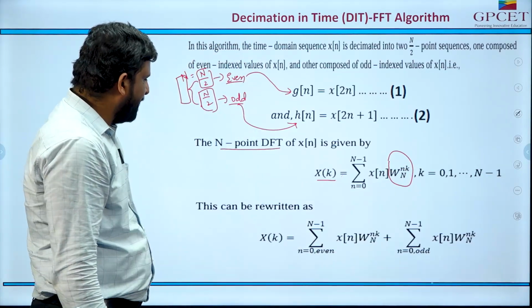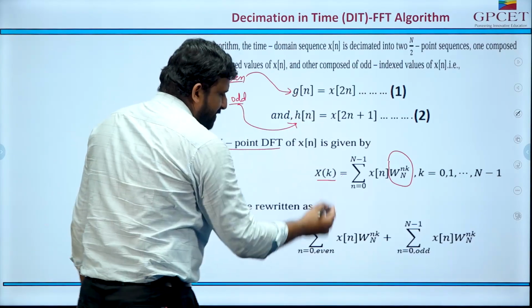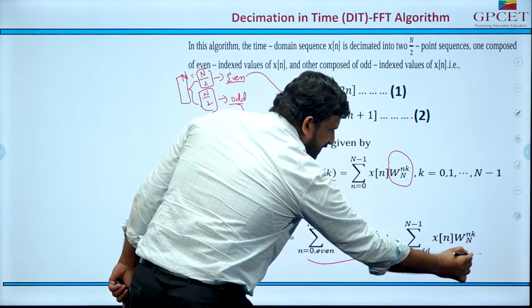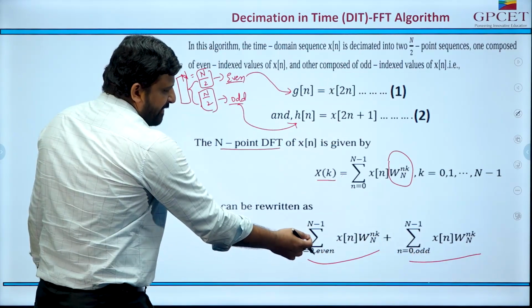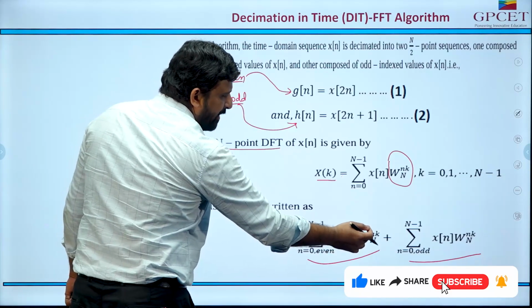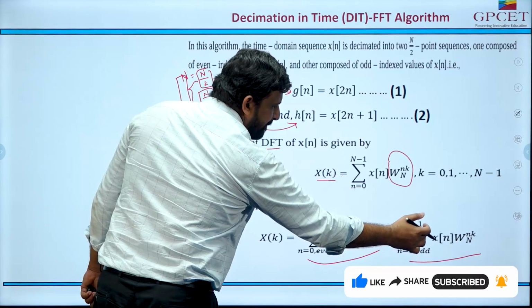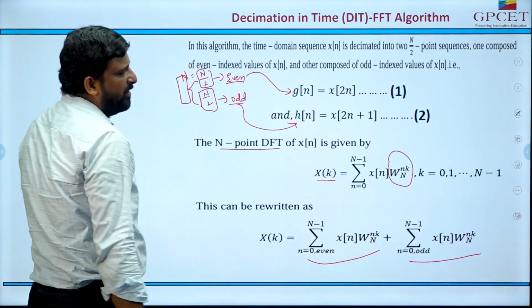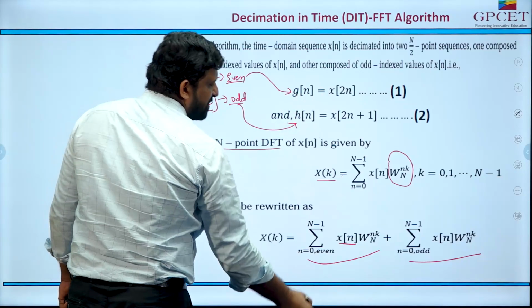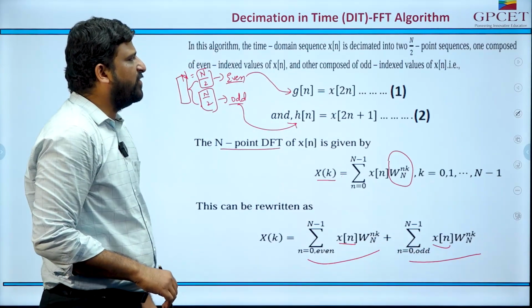So now I'm subdividing this equation into 2. Already I showed you the first half part which is the even one, and the second half part which is the odd one. That is, summation n equals 0 to N minus 1 for even x of n W_N to the power of nk, and summation n equals 0 to N minus 1 for odd x of n W_N to the power of nk. So here instead of x of n, I am replacing that with x of 2n, and for the odd, with x of 2n plus 1.